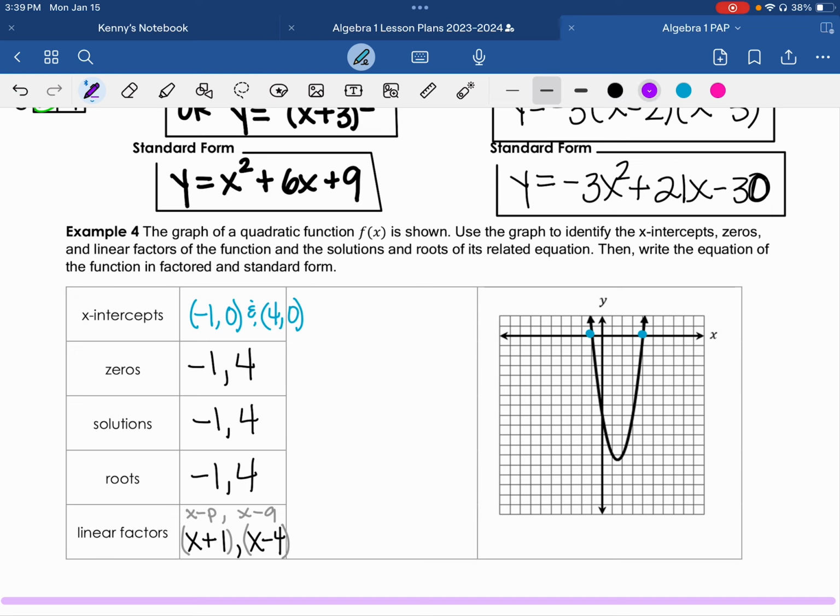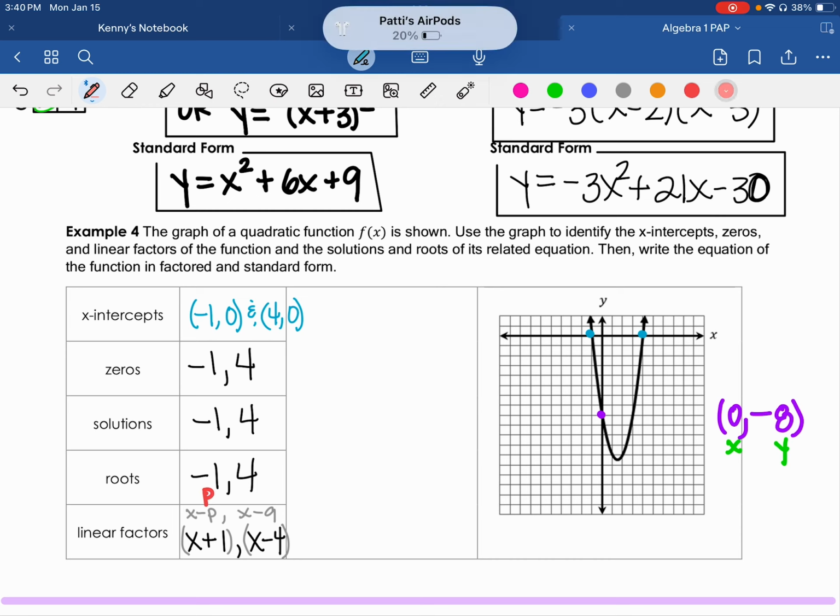All right, so we're going to need another point. I would say that is another point right there. That third point appears to be, let's see, (0, -8): 1, 2, 3, 4, 5, 6, 7, 8. Oh my goodness, -8. There we go. Those are going to be my x and my y. And here's my p and q, right? Here's my p. Here's my q.